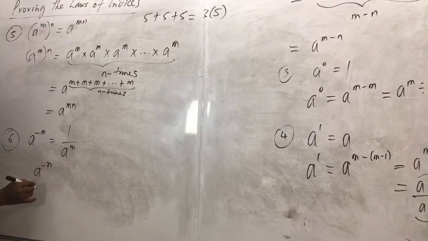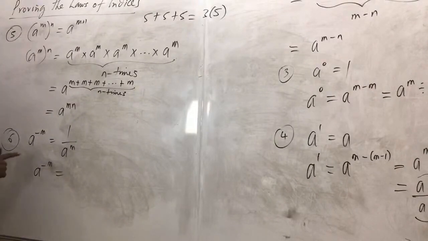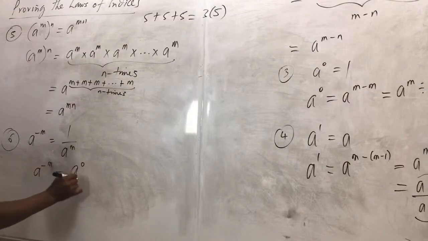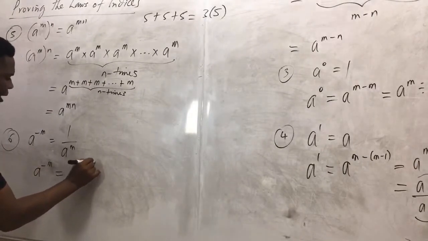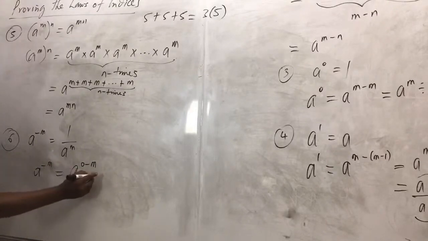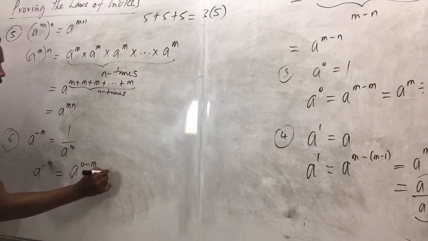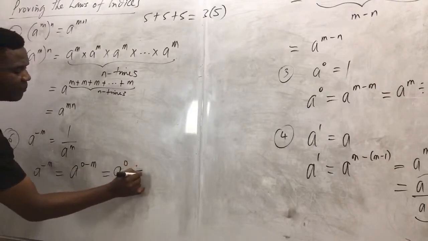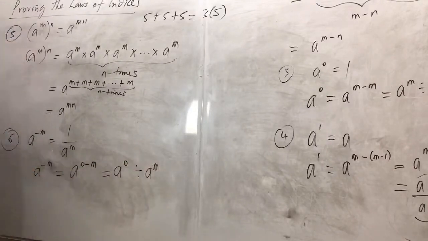We start by writing this. I could write a raised to power minus n as a raised to power 0 minus n. So I've done nothing wrong. A raised to power minus n can be written as a raised to power 0 minus n. And according to the subtraction law, this can now be written as a raised to power 0 divided by a raised to power n. Okay? According to the subtraction law.